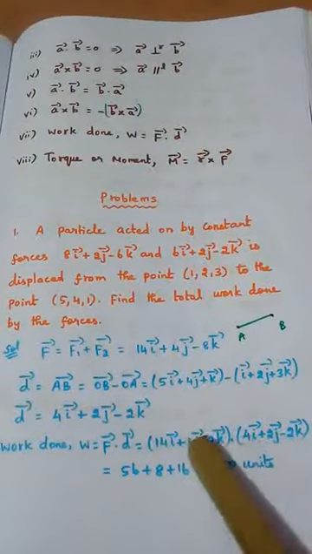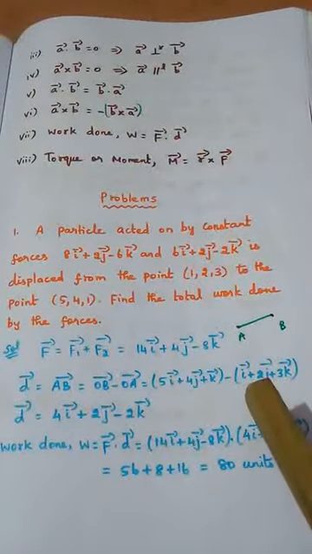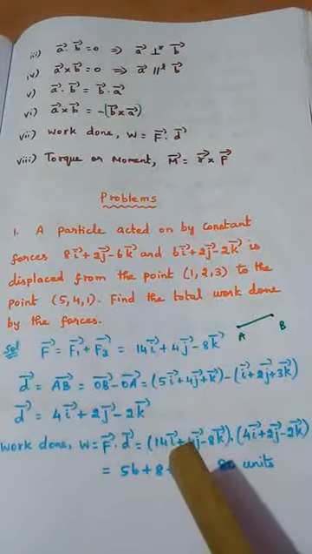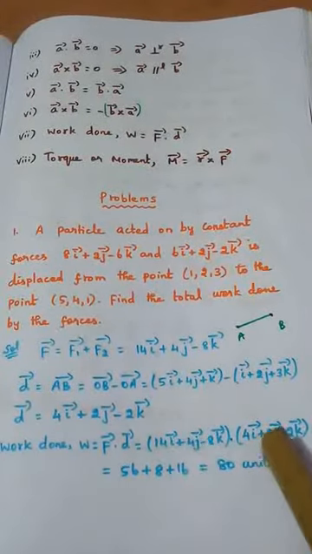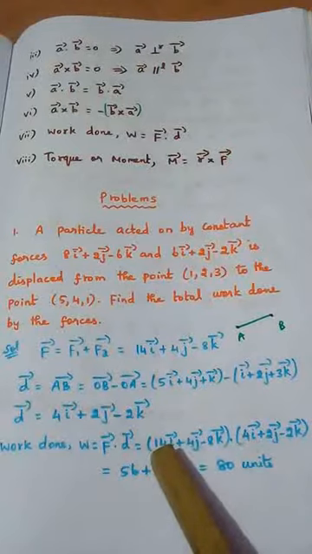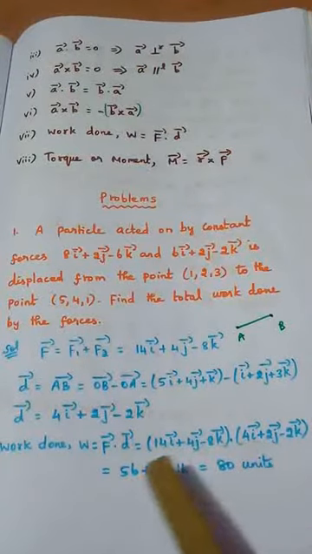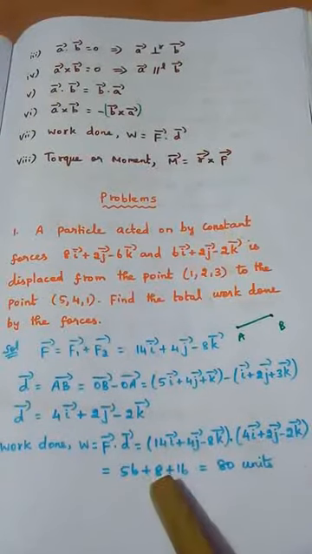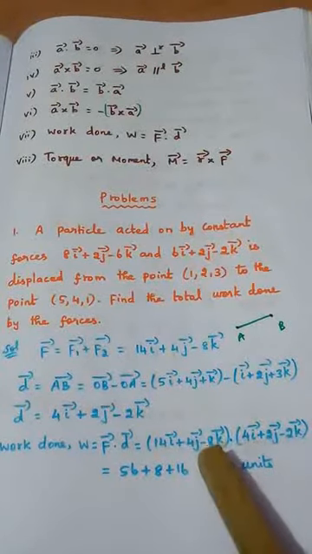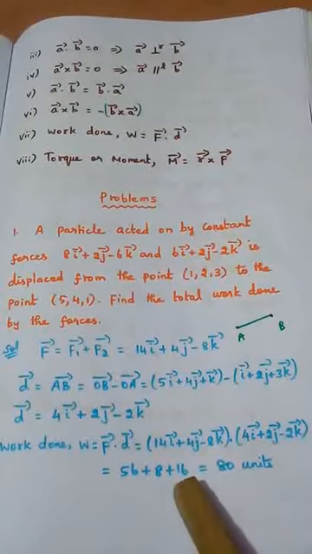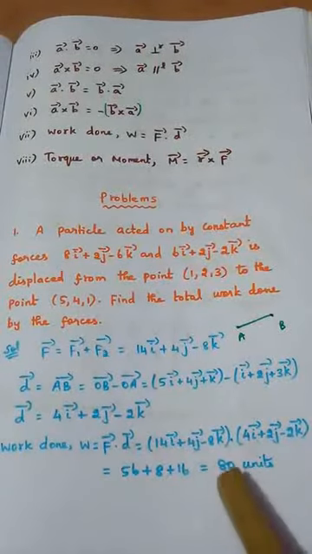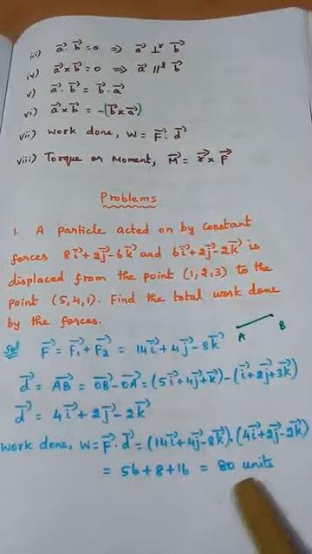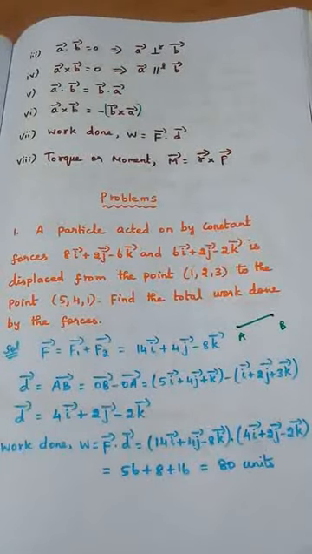How to do the dot product we have just seen. Just combine i with i. So just multiply the coefficients. 14 into 4, 56. j with j, 4 into 2, 8. k with k, minus 8 into minus 2, plus 16. So adding all these three, the answer is 80 units. So this is how we will calculate work done, right?